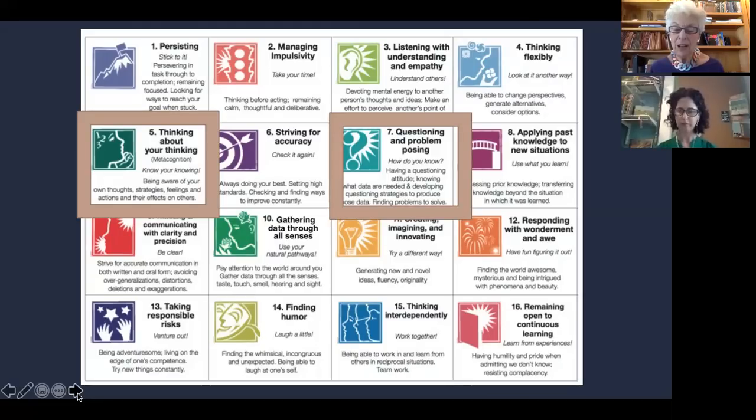And then the second one is to be questioning and problem posing, which is what kinds of questions arise for us? What might motivate us? What might help us to set some goals? So in this, we're really looking at these habits of mind and selecting them as ones to pay particular attention to.